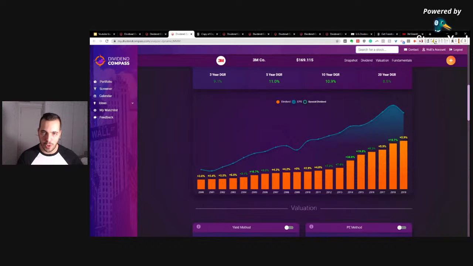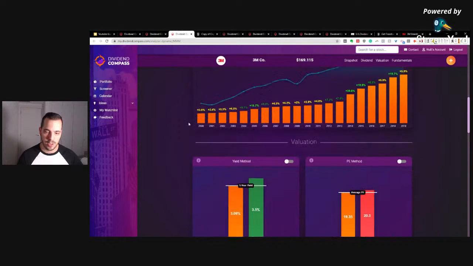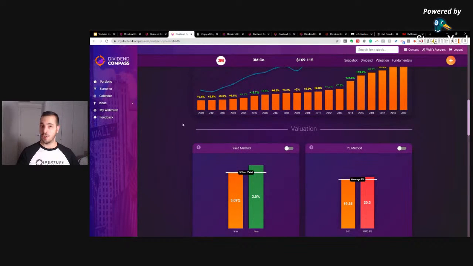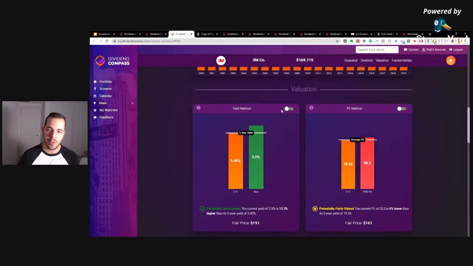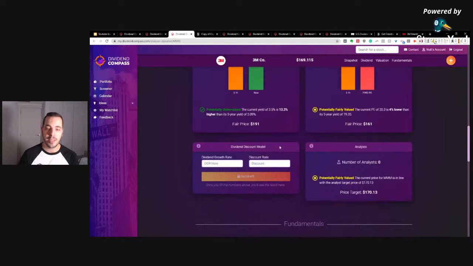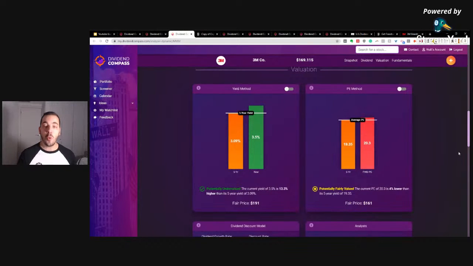And at the moment, by the way, it's almost at $170. So this is where the valuation section comes in. Now I've programmed 4 different valuation techniques into Dividend Compass: the yield method, the PE method, the dividend discount model, and also seeing what analysts are recommending, the Wall Street analysts. So let's go one by one, okay?